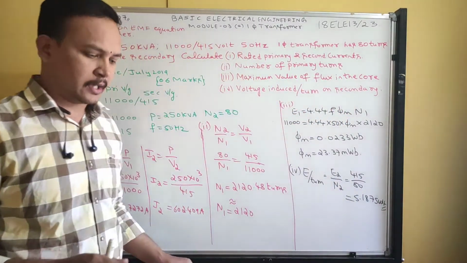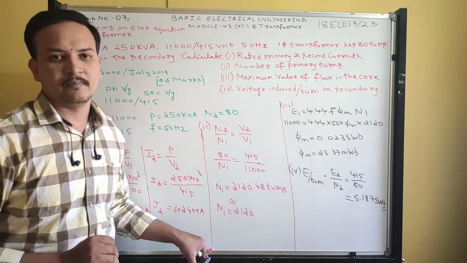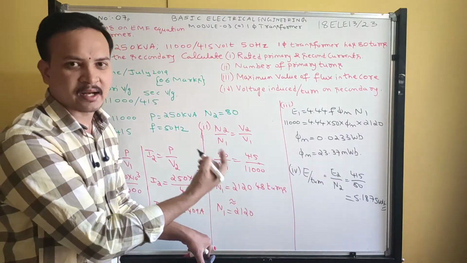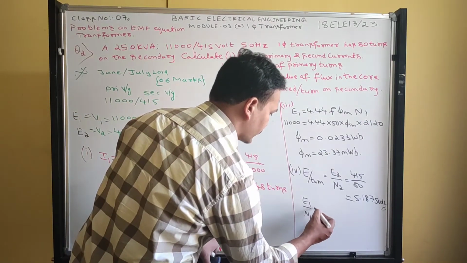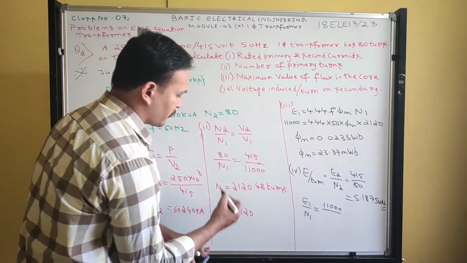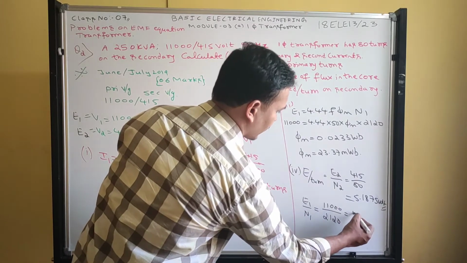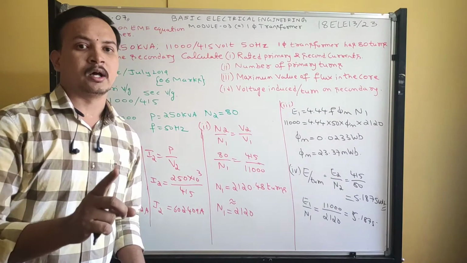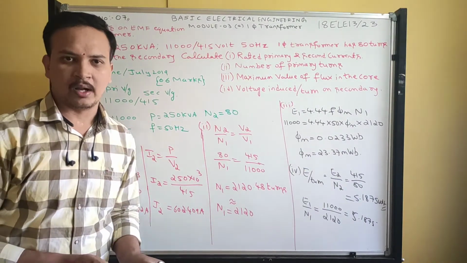Volt per turn will be the same for both primary and secondary. If you want, you can check. I calculated volt per turn on the secondary. If you want, you can calculate volt per turn on the primary. What is primary voltage? 11,000. What is the number of primary turns? 2120. Approximately you will get 5.1875. Volt per turn will be the same for both primary and secondary windings.